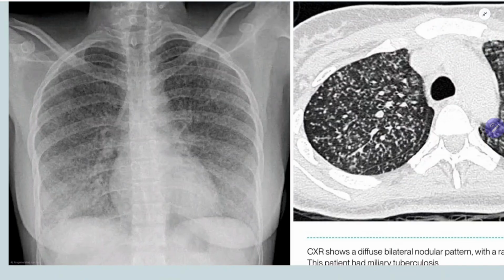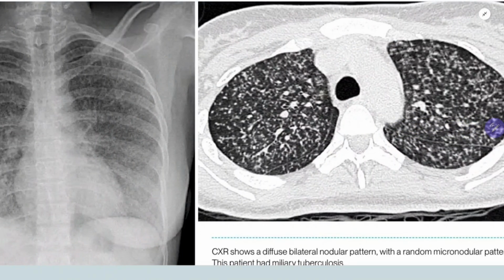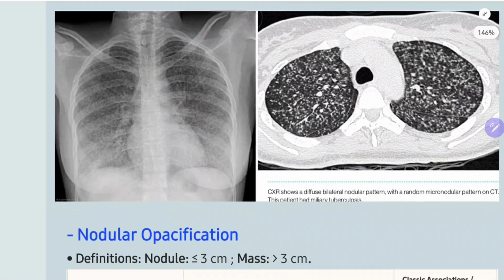In the same patient's CT scan you can see here bilateral, nodular pattern, bilateral nodular pattern. So it is a case of miliary tuberculosis.